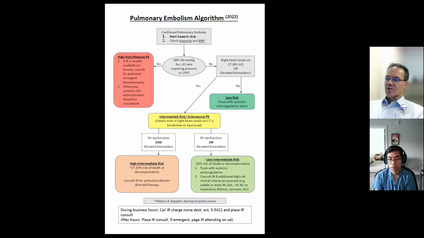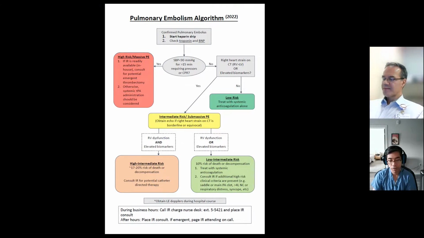And that would bring us down into the middle of this algorithm where we either have an elevated troponin or an elevated BNP, or we see right heart strain on the CT scan, and now we are able to differentiate whether this is an intermediate low risk or an intermediate high risk. And that has to do with how many of these risk factors we're looking at. So do we see right ventricular strain and elevated biomarkers, or do we see just one or the other? And that puts us into these two different categories.